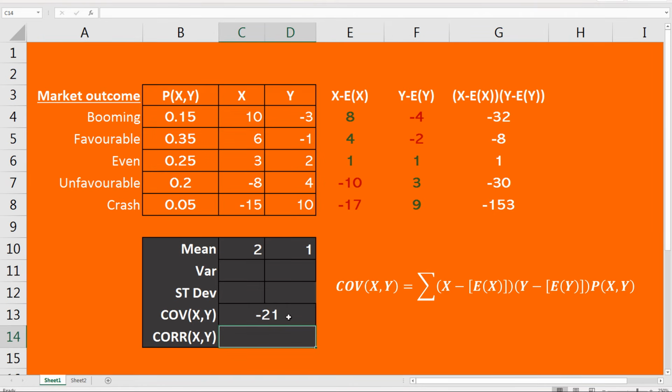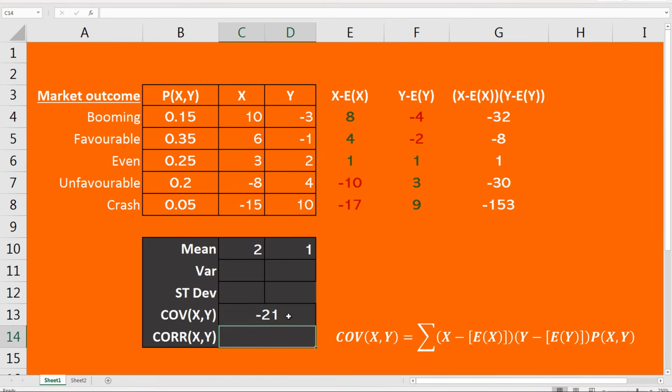Boom, we get a covariance of minus 21. Is that big? Is that small? Who knows at this point? We're probably going to guess it's quite big, only because by eyeballing the data, it looks like they really are going in opposite directions quite strongly.